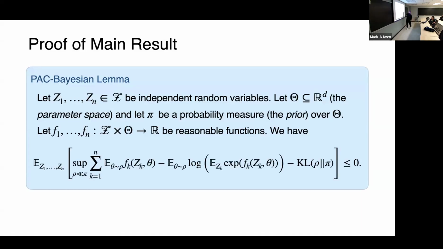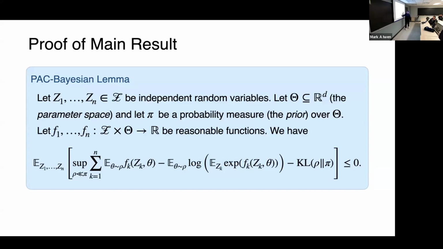It says that the expectation over Z1 through Zn of the supremum over rho, the maximizing rho that is absolutely continuous with respect to pi, of this quantity is bounded by 0. So what is this quantity? For each k, I'm smoothing the function in the theta parameter by sampling from this distribution rho. And here I have some non-negative terms that control it.